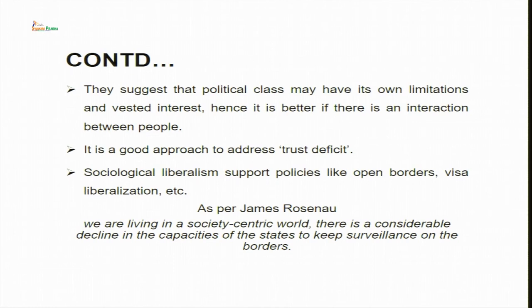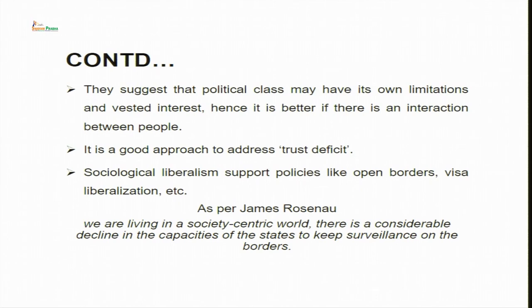So, sociological liberalism suggests that political class can have its own limitations. They can have their own vested interest. So, don't be solely dependent on the interaction between the governments. It is better to have interaction between people. A classical example of people to people contact can be India-Nepal relations. Although the government of Nepal and government of India may or may not have very good relations, but credit goes to people contact that borders never got closed between India and Nepal.